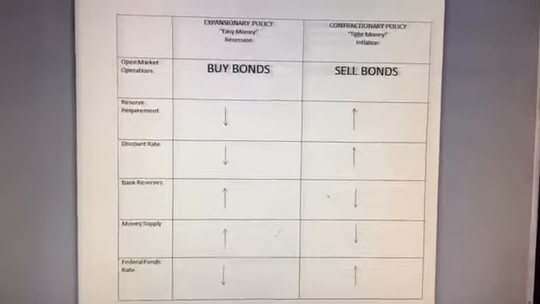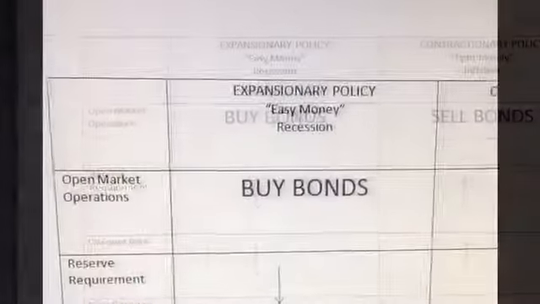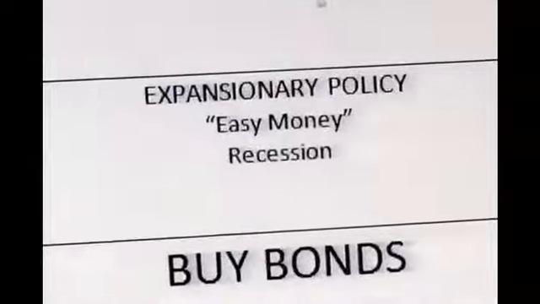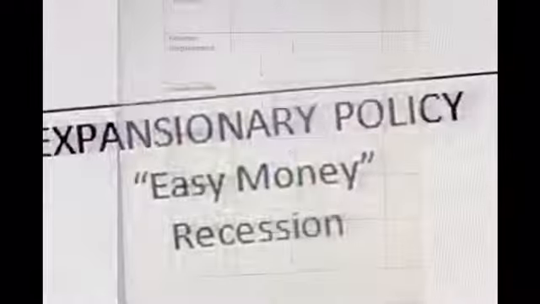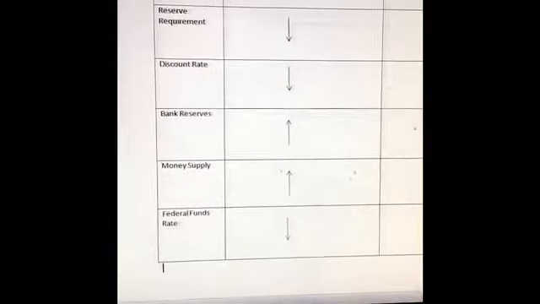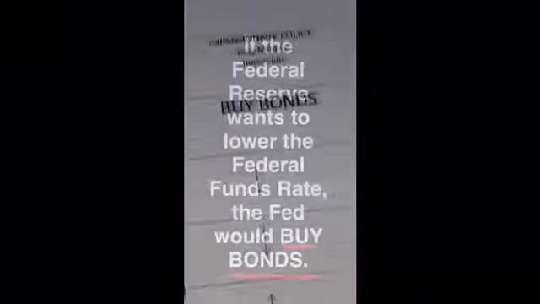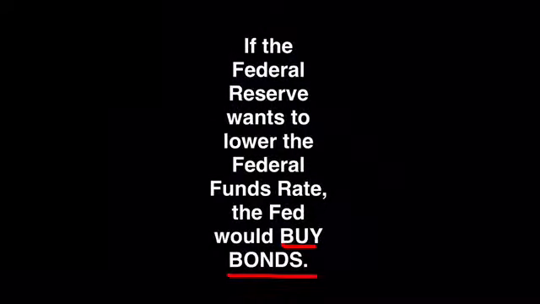We're going to first start off with expansionary. Expansionary policy, also known as easy money, is used for a recession. In this policy, the Fed buys bonds. The reserve requirement will decrease, discount rate will decrease, bank reserves will increase, money supply will increase, and federal funds rate will decrease. The federal funds rate decreases when the Fed buys bonds in an expansionary policy. If the Federal Reserve wants to lower the federal funds rate, the Fed will buy bonds.